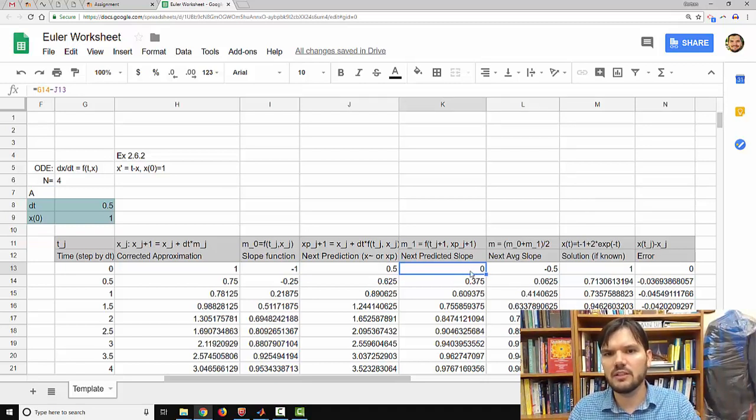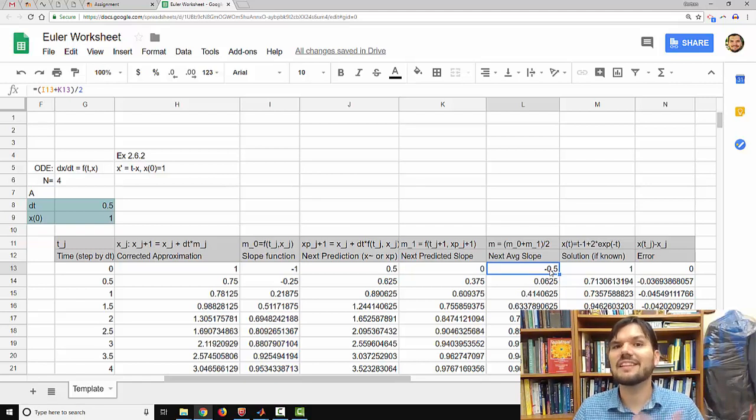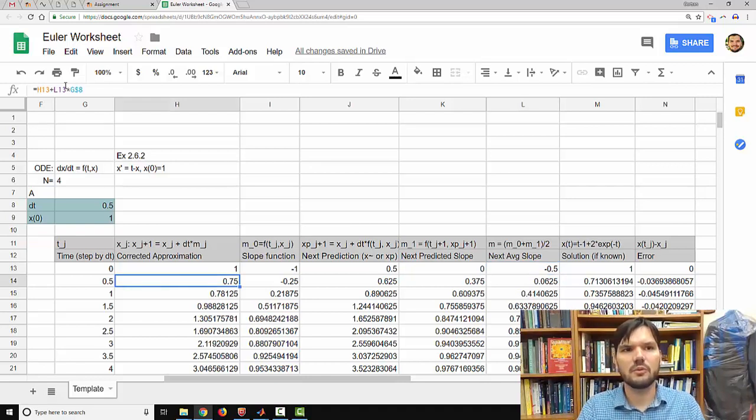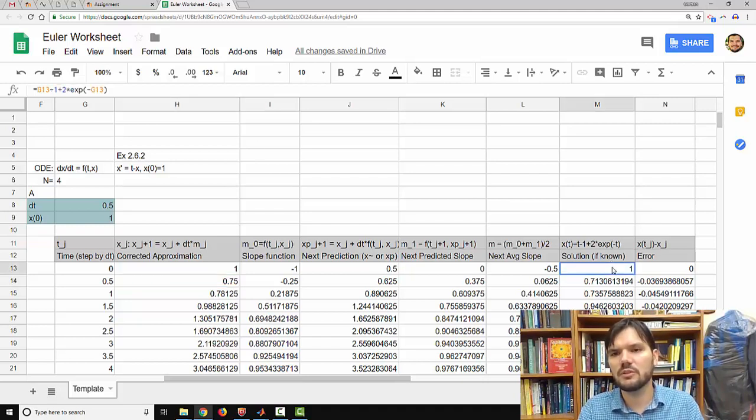And then once I have that predicted slope, I average my original slope m0 and this next predicted slope m1 and find some balance between the two, which gives me my average slope, next average slope. That next average slope then can be used to calculate the corrected approximation here. So notice that we're multiplying delta t by the L column, which is our next average slope, previous value. So that's the main difference. Again, we're comparing to the same solution, and then calculating the error from the known minus the unknown.